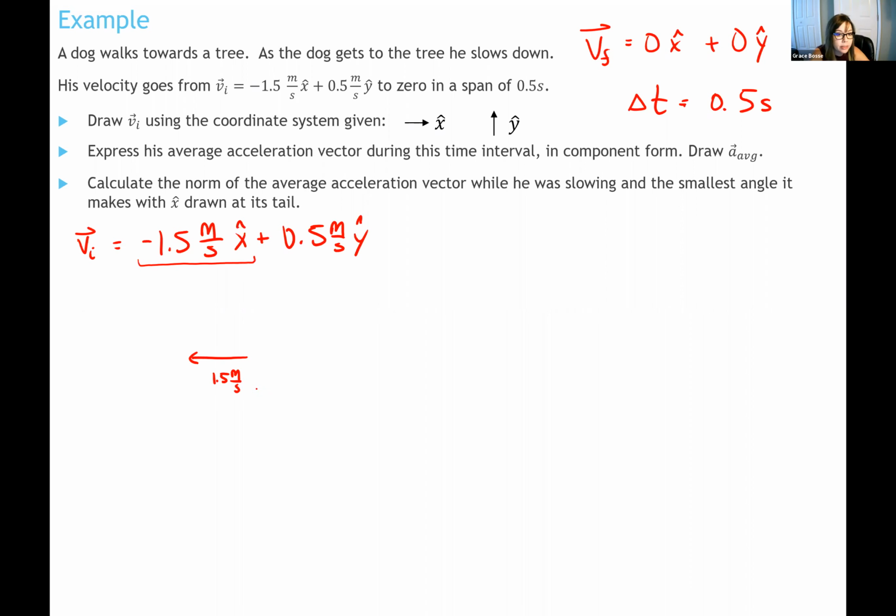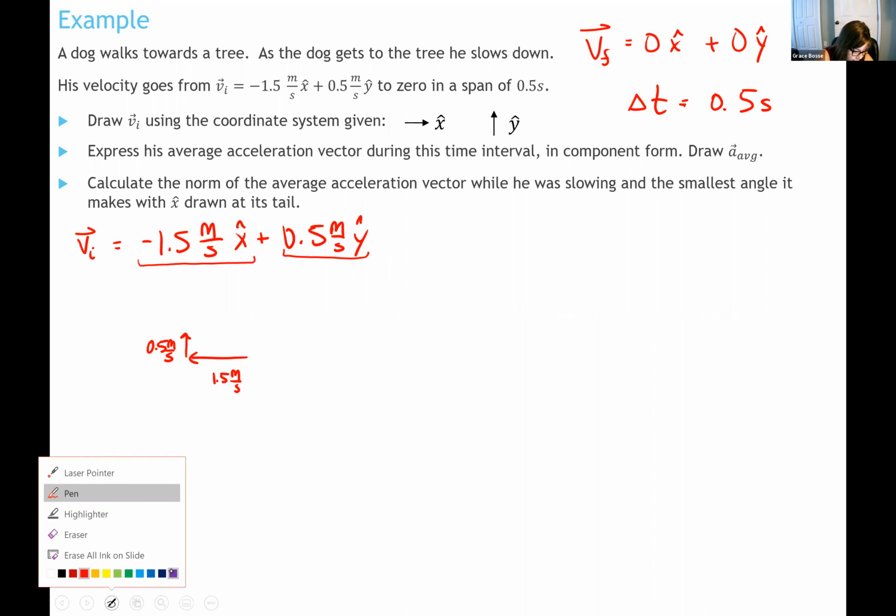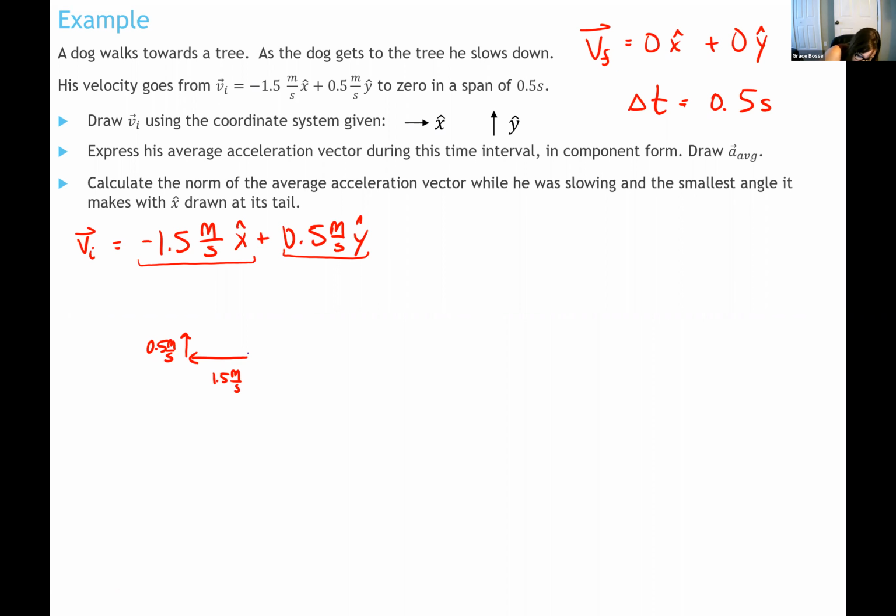So the length of that vector is 1.5, and the direction is to the left. Now I'm going to add 0.5 times y hat. Y hat points up, so 0.5 is a vector that has a length of 0.5, and it has the same direction as y hat, which is up. So those are the two vector components that make up vi. And so vi is the sum of those two. That's why I drew them tail to tail, and so vi is the resultant of those two vector components.